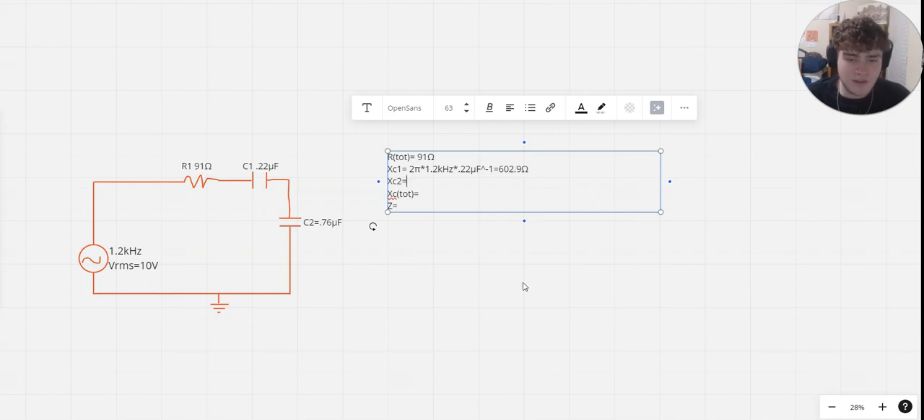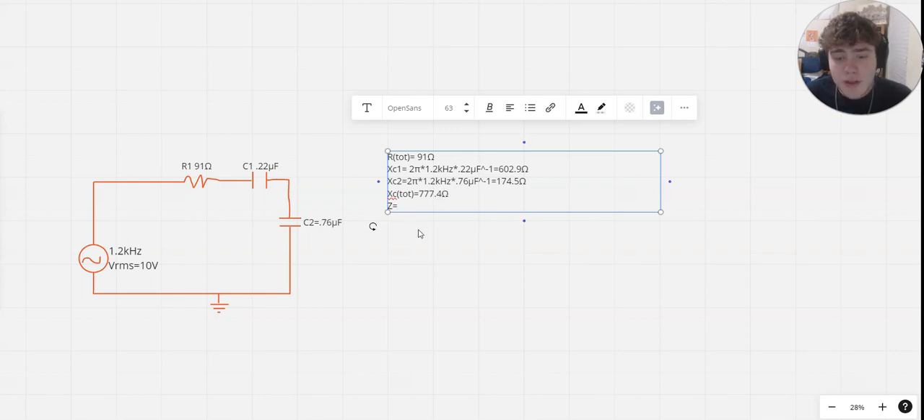ohms. Now to find XC of 2, it's going to be 2 pi times 1.2 kHz times the capacitance of this capacitor, which is 0.76 microfarads to the power of -1, which when you punch that into your calculator should be 174.5 ohms. Since these capacitors are in series with each other, we don't have to use any kind of special formula. You literally just add them up together and you should get 777.4 ohms.